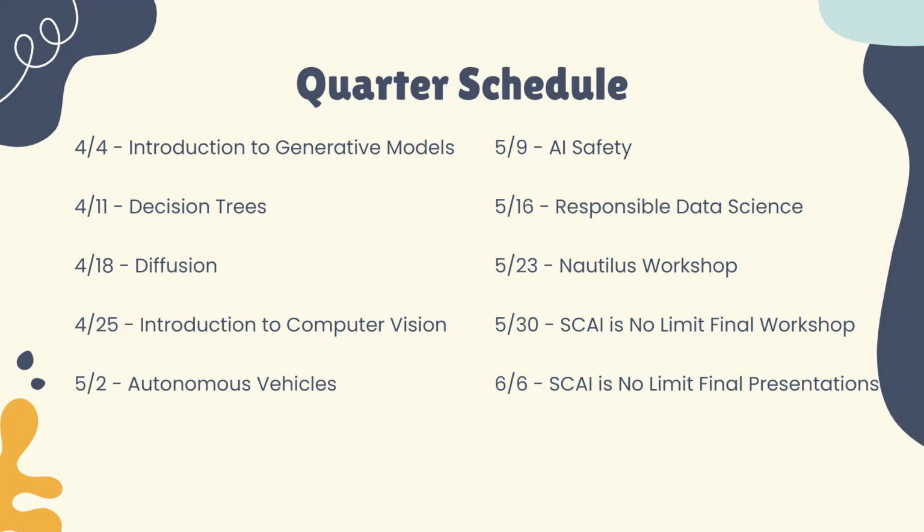On May 2nd, we have our first talk on autonomous vehicles and the harmony between perception and machine learning technology. On the 9th, we talk about AI safety. On the 16th of May, we talk about responsible data science as the last kind of discussion talk of the quarter, and we head into our last 3.